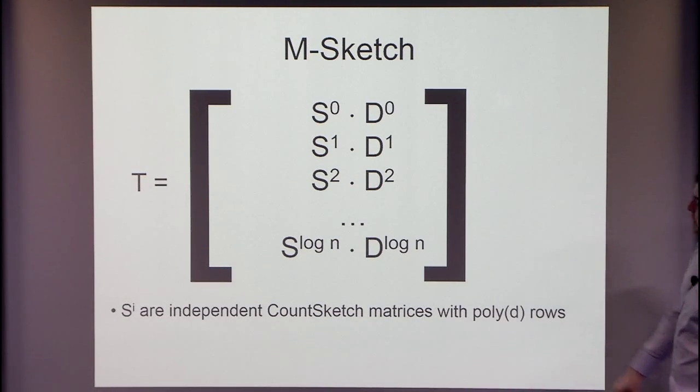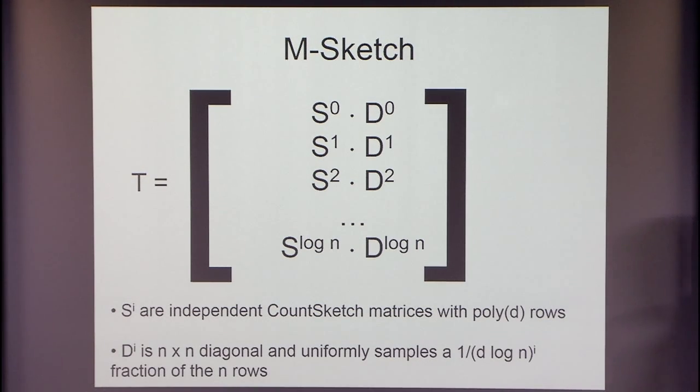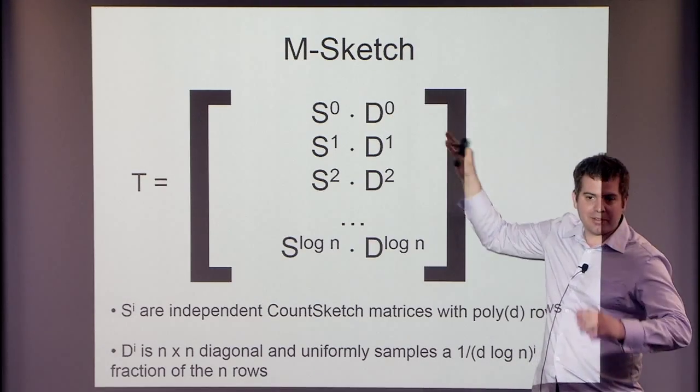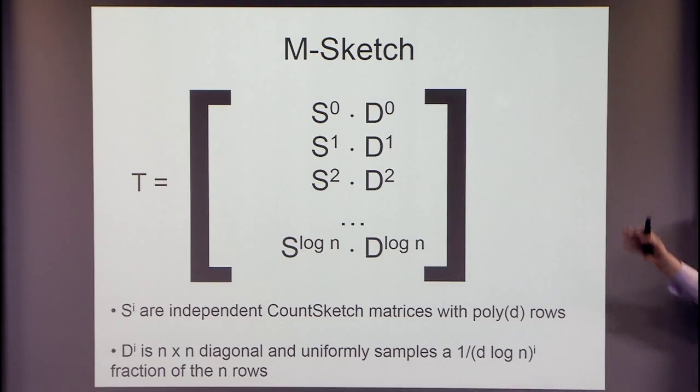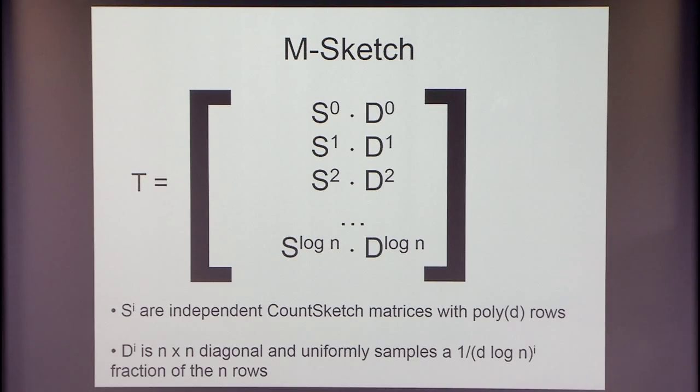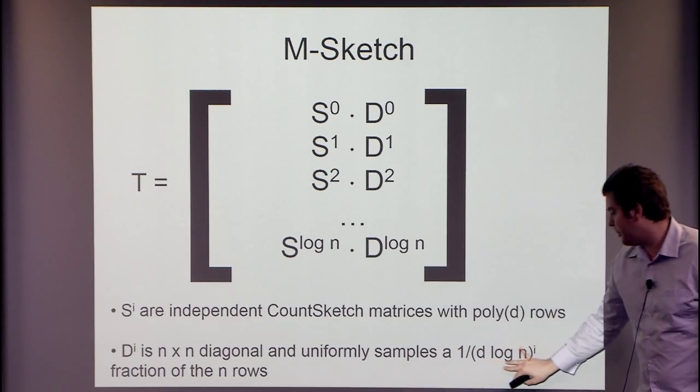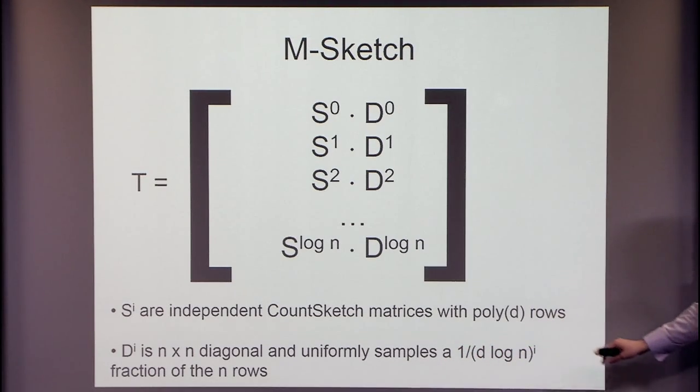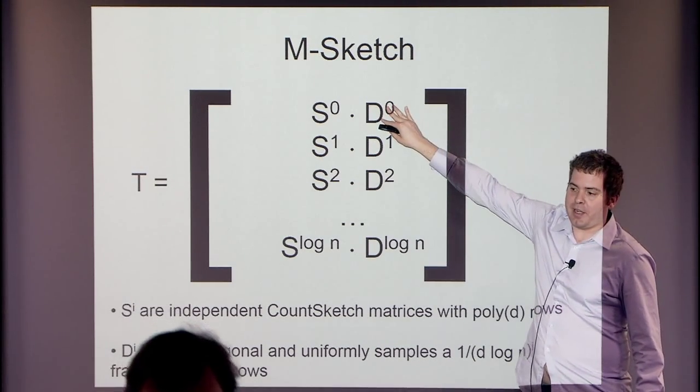And Di is just a diagonal matrix. So what Di is the following. It's an n by n matrix, right? I'm applying this to an n by d matrix A. Di is an n by n diagonal matrix, and on the diagonal, it's 0 or 1. What it does is it samples uniformly roughly a 1 over d to the i fraction of the rows. So the top matrix, D0, is just the identity matrix.